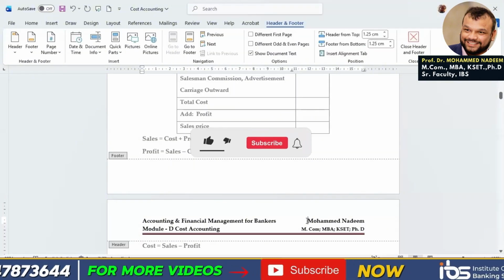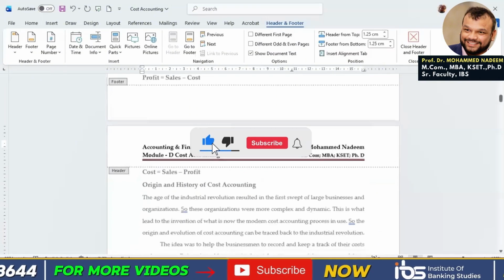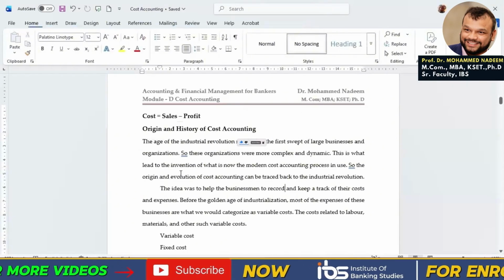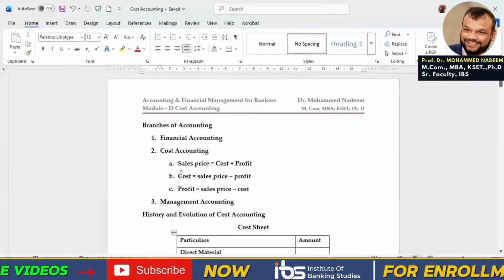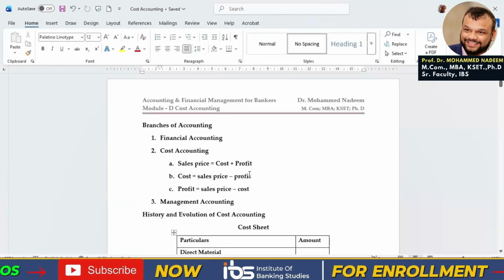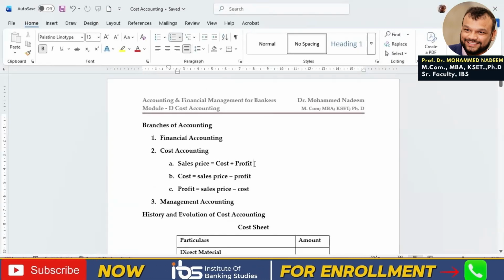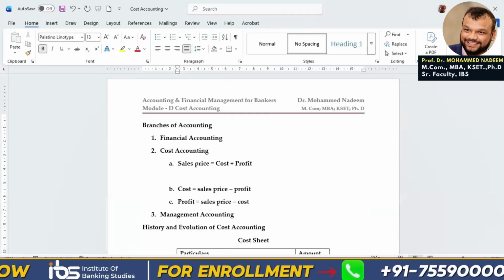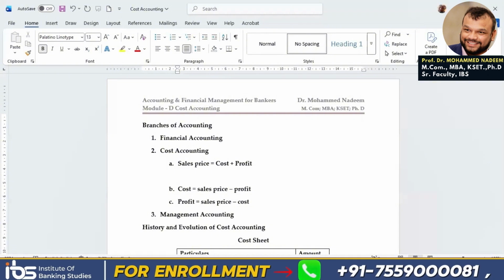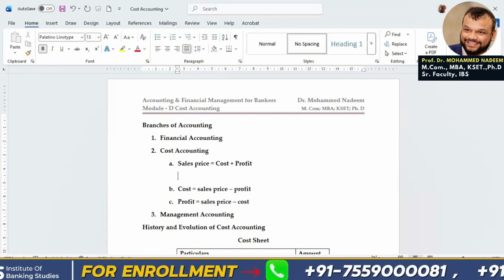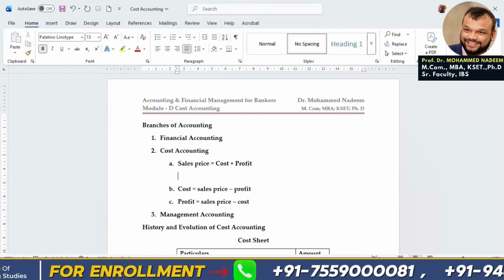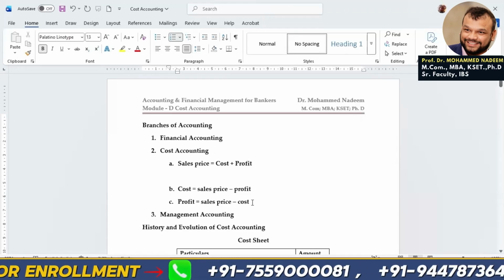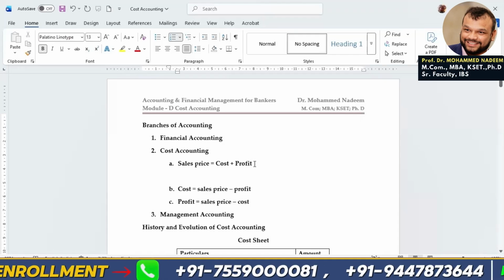Then shall we proceed? So now here we take one example. Okay. How we are going to fix the selling price? Okay. Sales price is equal to cost plus profit. We are talking about that. First we'll take this equation. Sales price, we need to fix it.